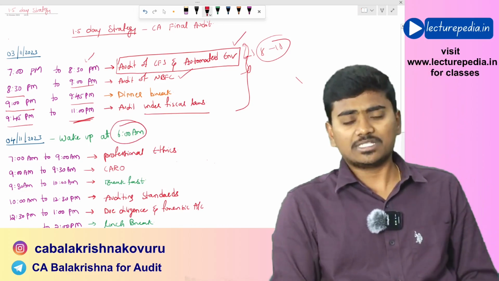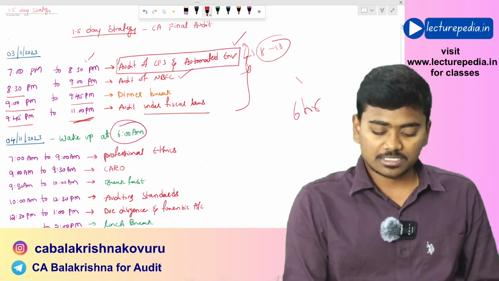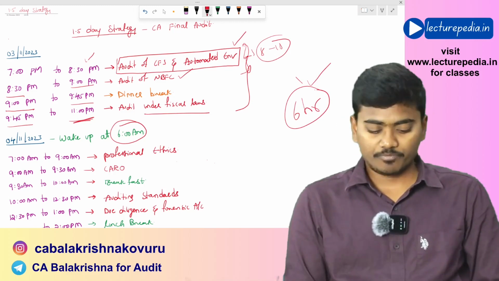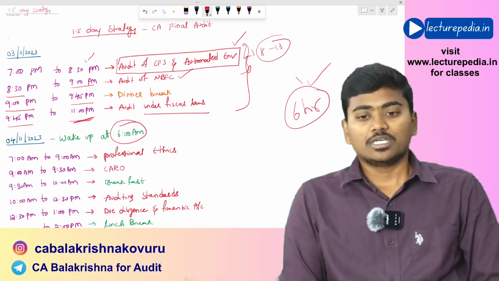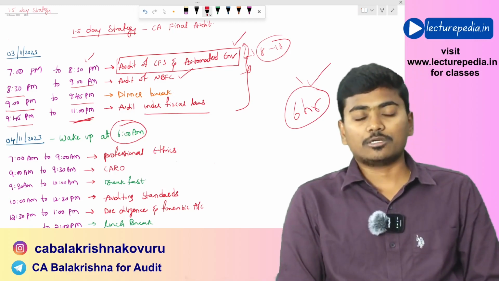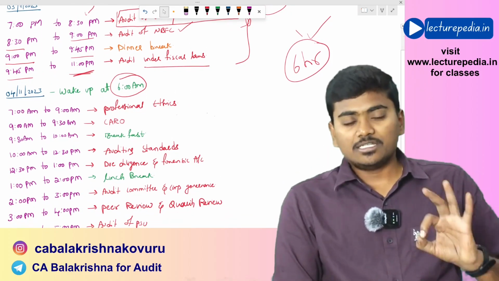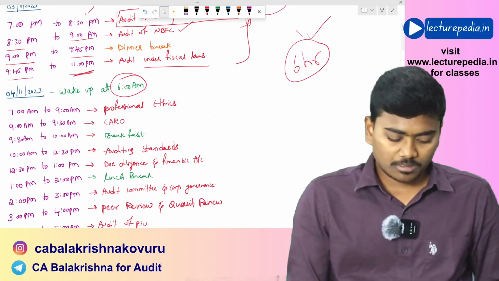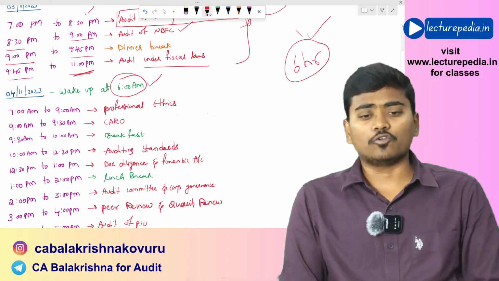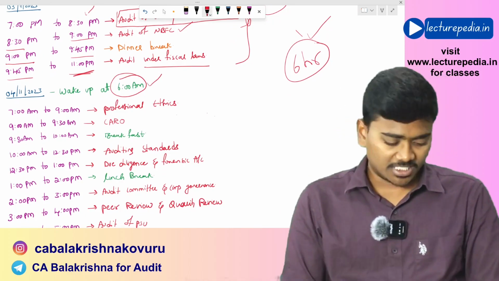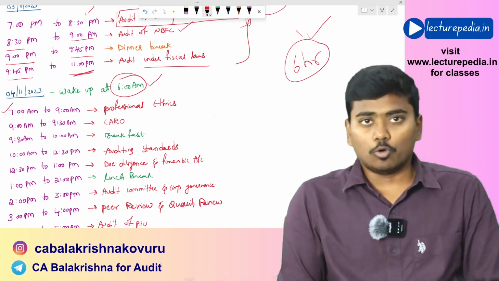Don't compromise on sleep. Six hours of sleep is mandatory. Without 6 hours of sleep, your brain will not work properly. So compulsorily give 6 hours of sleep. Next day, on the 4th, wake up at 6 o'clock, freshen up, and by 7 open the book again.